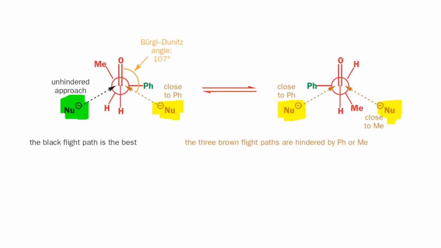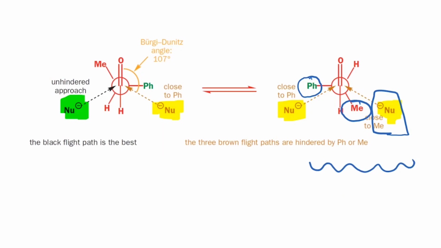So let's start from the right. Here in this path, for example, the methyl group is quite close, and therefore this path may be slightly hindered, or you can assume that it is going to be hindered. Similarly, here you have a very large phenyl group on this position, and so the attack at 107 degrees is going to be disfavored. So in this particular conformation, both the attack paths or trajectories are going to be hindered.